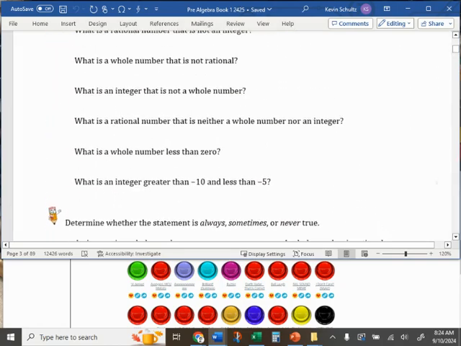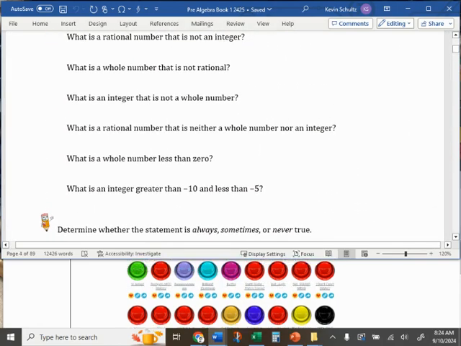It says, what is a rational number that is not an integer? We'll do a couple of these together. What is a rational number that is not an integer? So what are you looking for that would make the number rational but not an integer? Melanie?